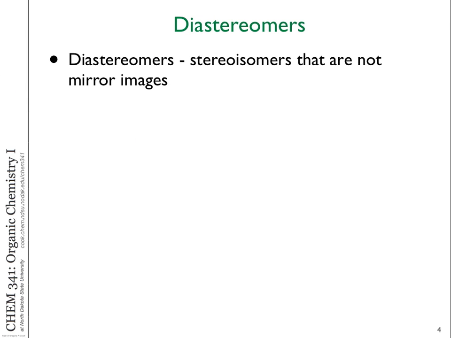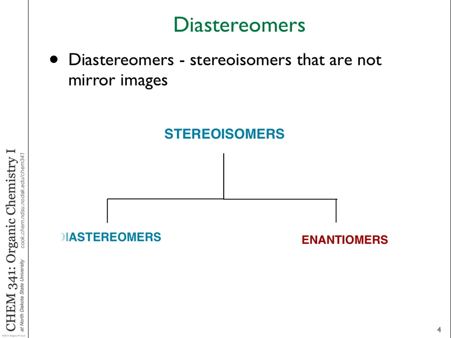Diastereomers. We talked about diastereomers, and there are 2 kinds of diastereomers, right? Diastereomers that are cis and trans diastereomers, and diastereomers which are configurational. We're going to focus a little more on that today.